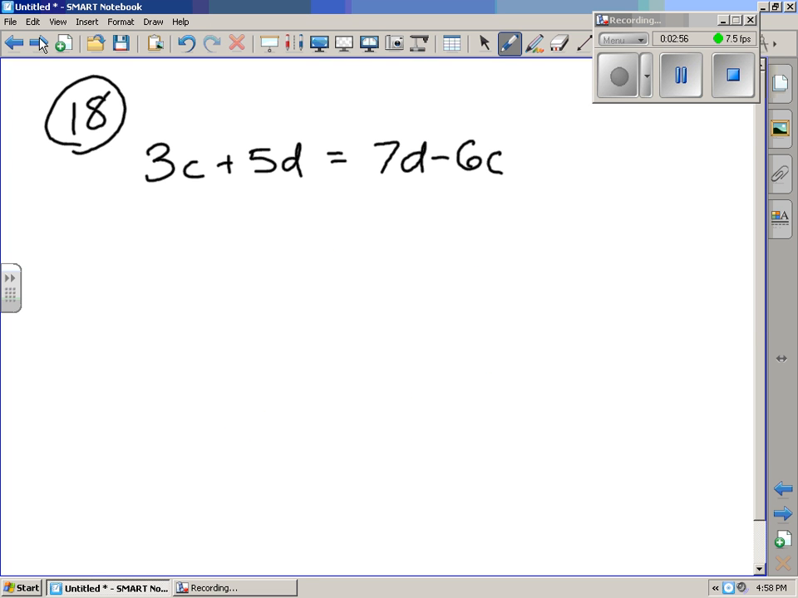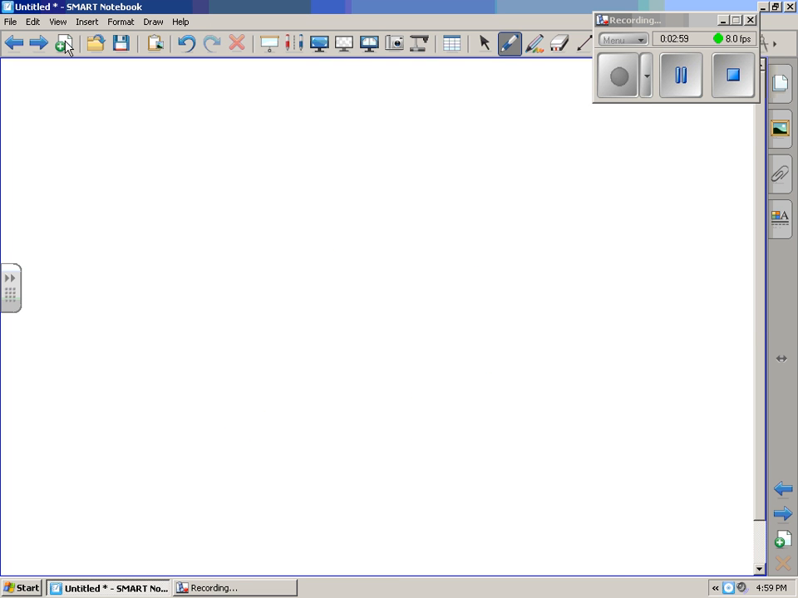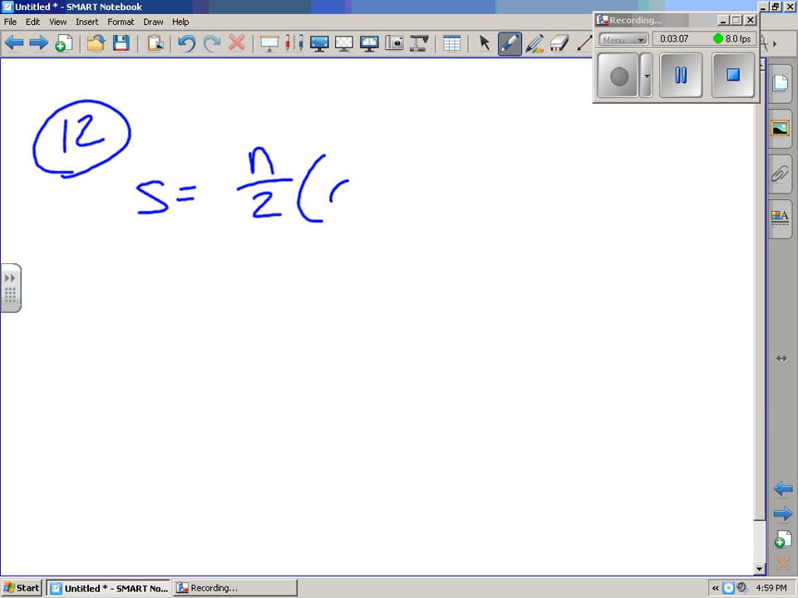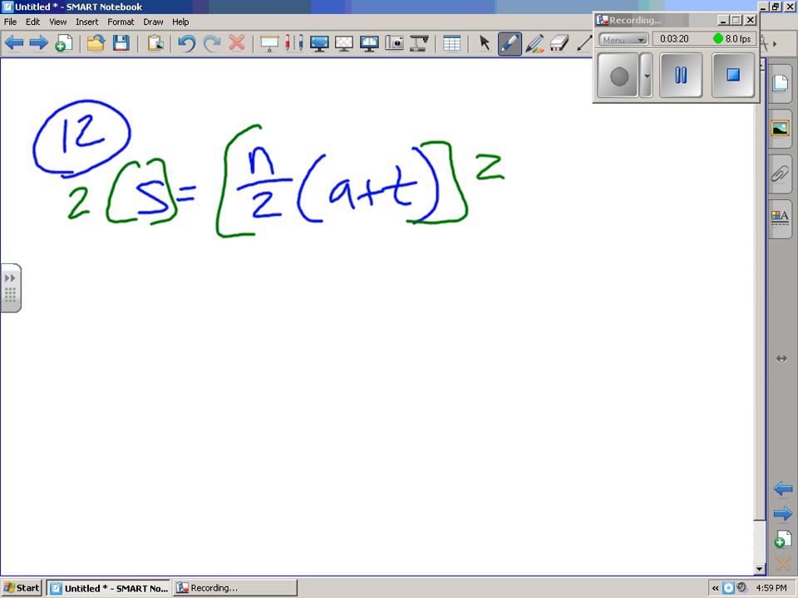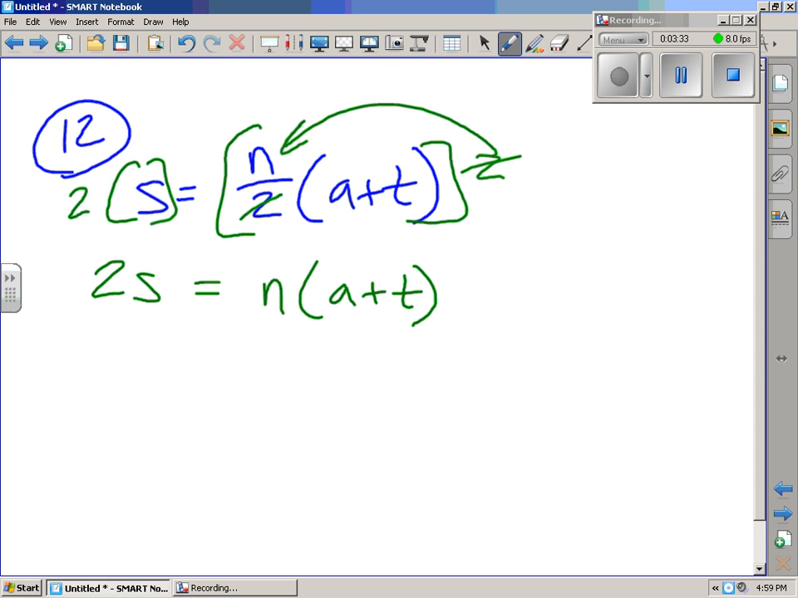All right, now we're looking at number 12. For 12, we're looking at s equals n over 2 times a plus t, and we're solving for n. In this case, to help you review for your quiz on Friday, I want you to clear the fraction. To clear the fraction, you multiply each side by the denominator. So over here, I'm going to multiply by 2. N over 2 times 2, these cancel, and I'm left with n because 2 over 2 is equal to 1. On the left side, we get 2s.